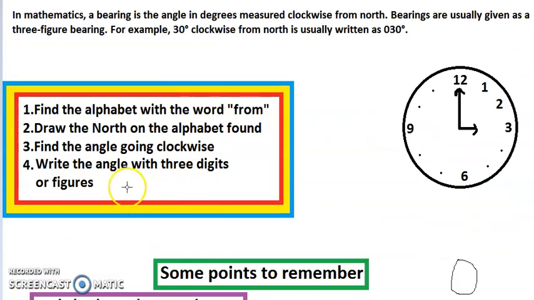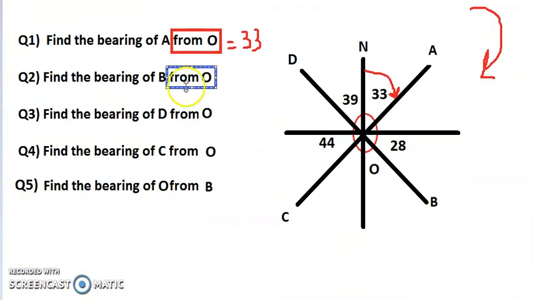Then the third thing, find the angle going clockwise. Now angle going clockwise from O, right, till B, and therefore the angle that we actually need to find is from north to B, that is to say from here to here. Okay, now how do we find this out?